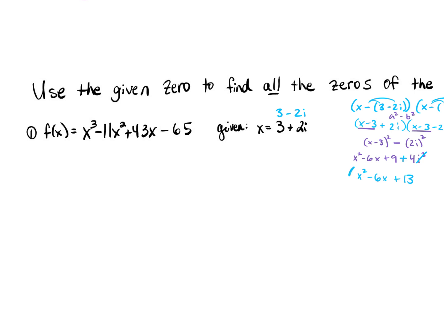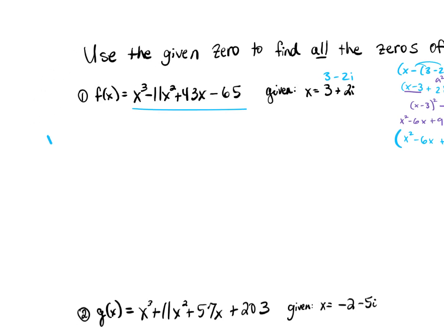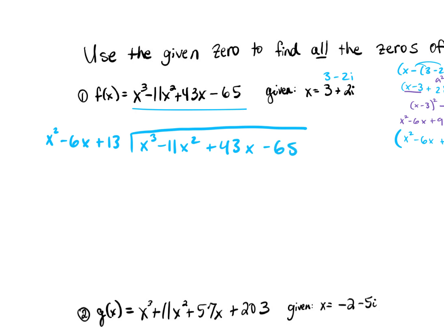So if we know that x squared minus 6x plus 13 is a factor of our polynomial here, how do we find the remaining factors? Long division. Awesome. So we have to divide. We've got x squared minus 6x plus 13. We're dividing that into x cubed minus 11x squared plus 43x minus 65. Just like before when we did long division, make sure none of your terms are missing. If they are, you need to make sure you put a 0 in that spot.